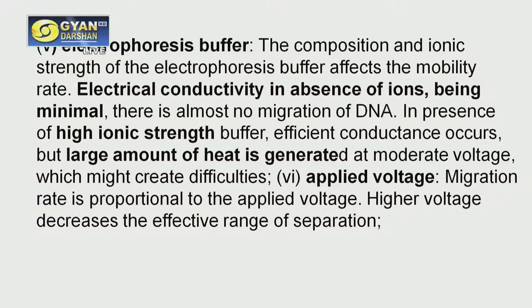Voltage. If you apply a very high voltage, what will happen? The DNA will migrate faster, no doubt, but again a lot of heat will be generated. So again, if the voltage is very low, then also migration will be very slow. Therefore, you have to optimize the applied voltage. Normally for DNA, it's 70 to 80 volts that we use for running a particular DNA molecule.